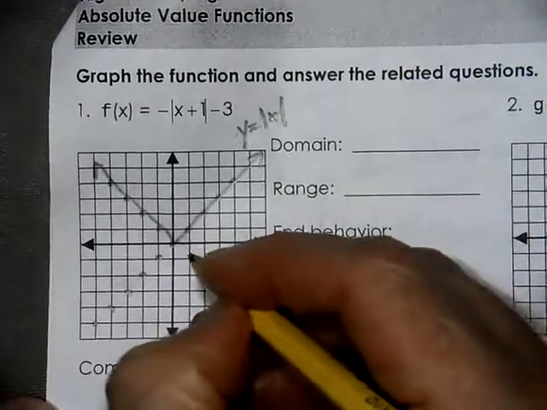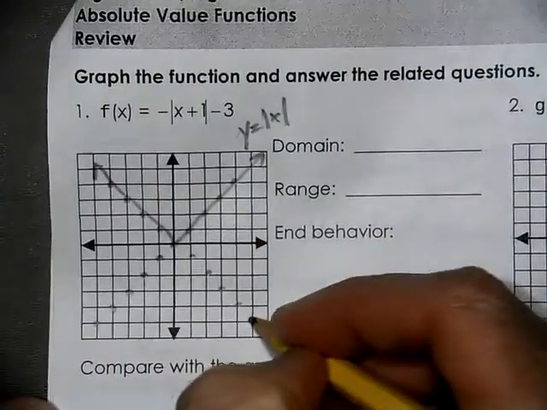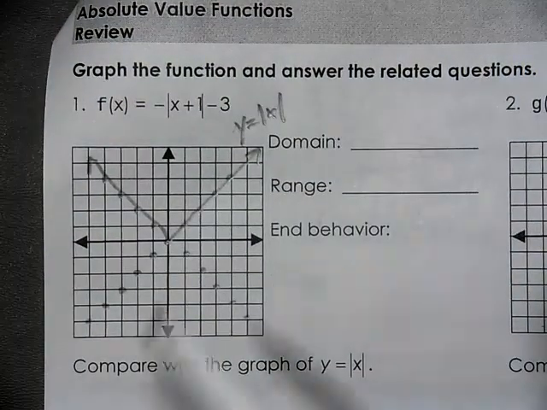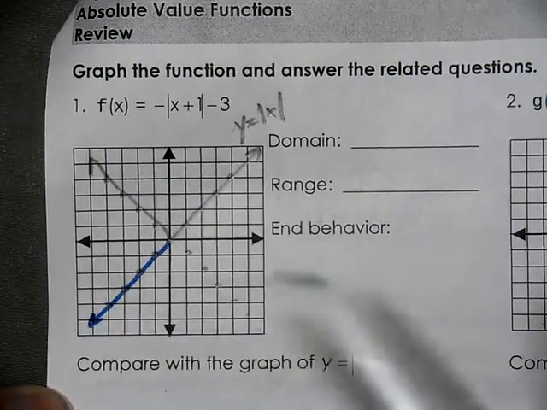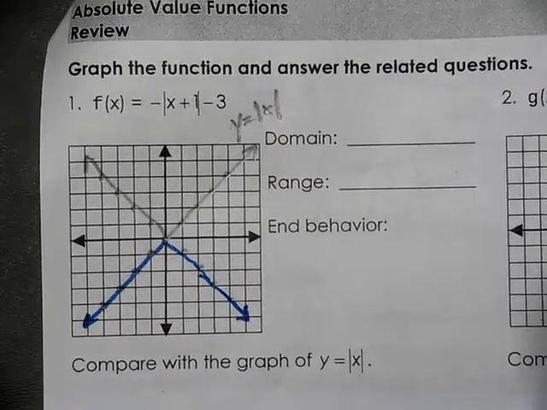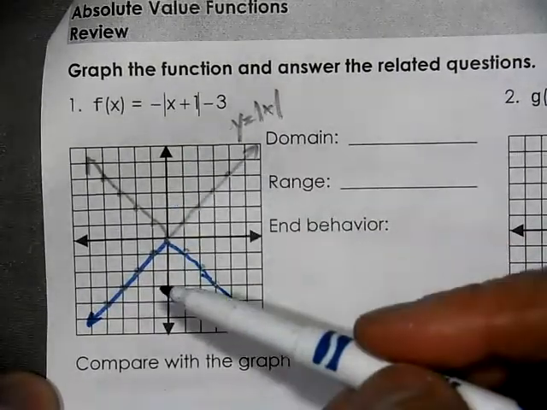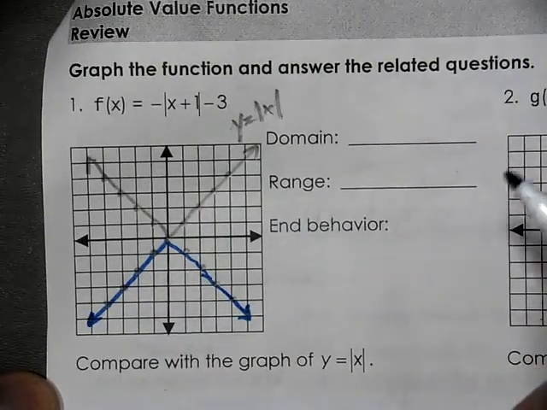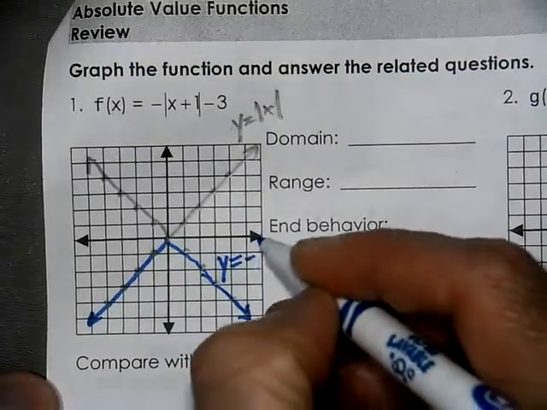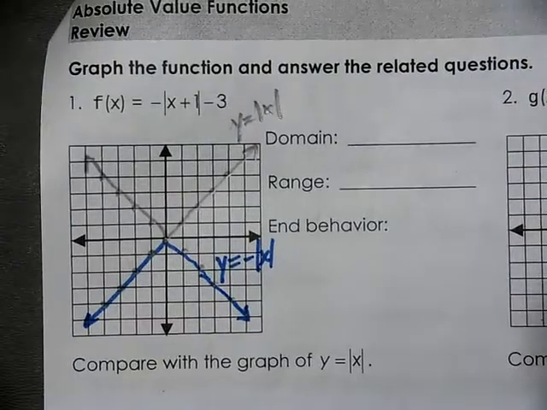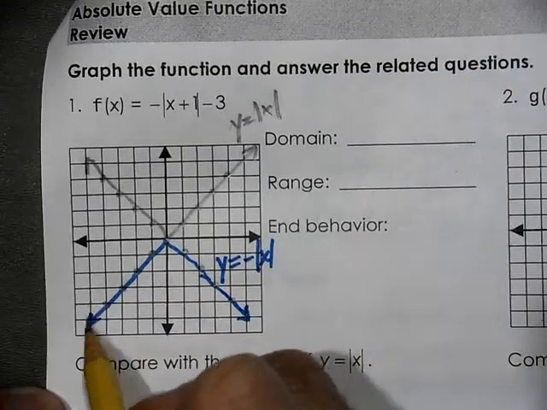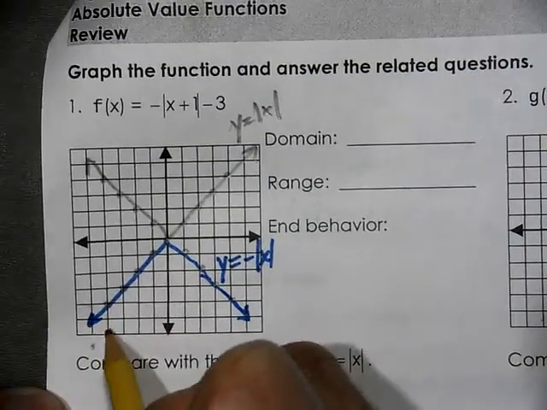So that means we come over the x-axis, multiply all the y values by a negative, and that's going to bring your parent function reflected over the x-axis. So now we're going to have y equals negative absolute value of x. Then we're going to take every one of those points and translate it 1 to the left and 3 down.